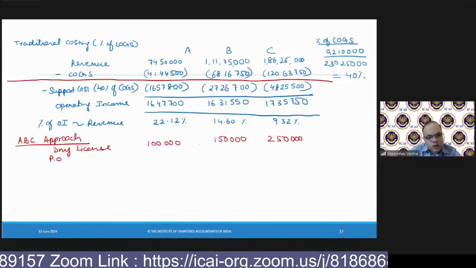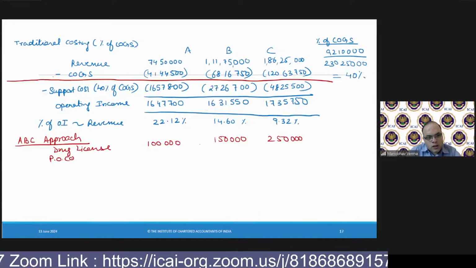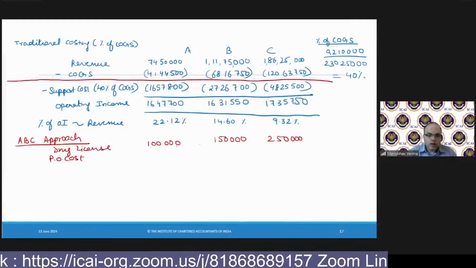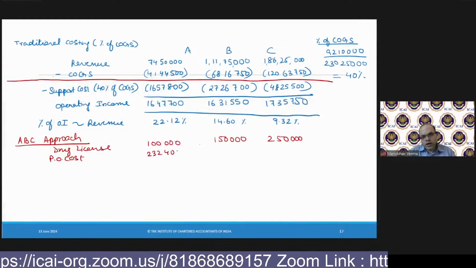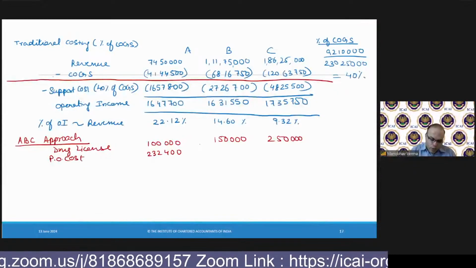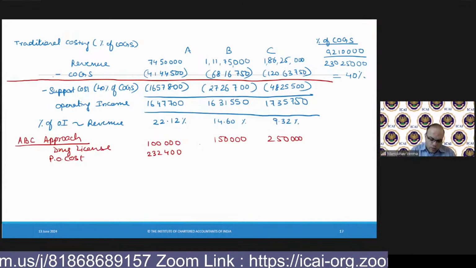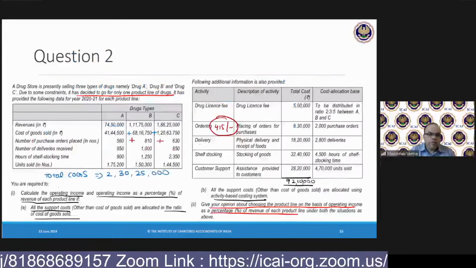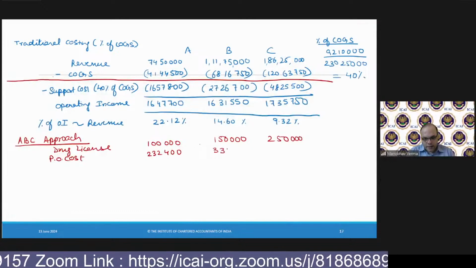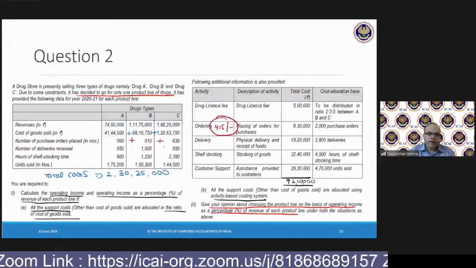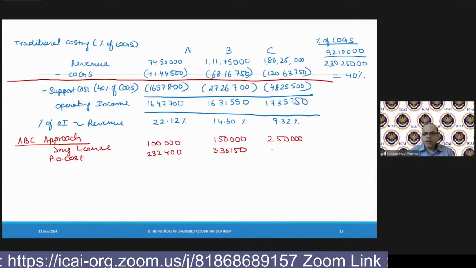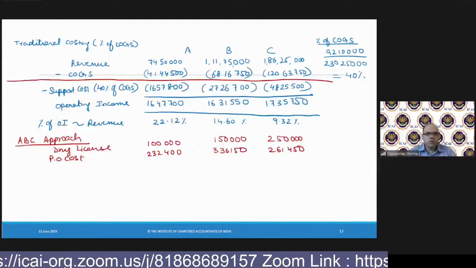So we just multiply that to our purchase orders. So PO cost: 415 into 560, getting 2,32,400. 810 into 415, 3,36,150. And we are getting 630 into 415, 2,61,450 till now.